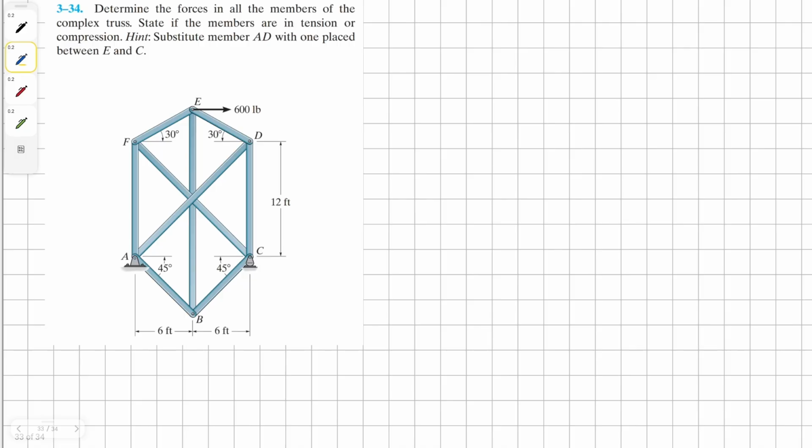Our first step is to eliminate any joint that has 3 or more unknown forces. So in this case, we can remove member AD and substitute it with a new member at joint E and C. Once we have the member, now we can find its angle.